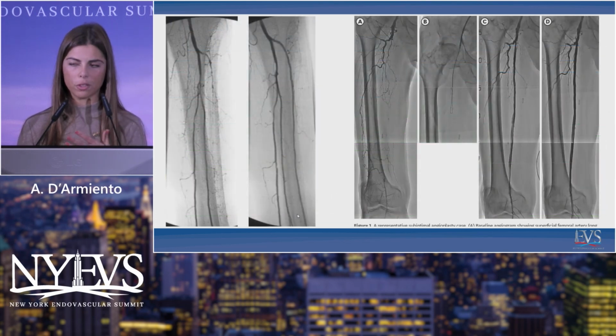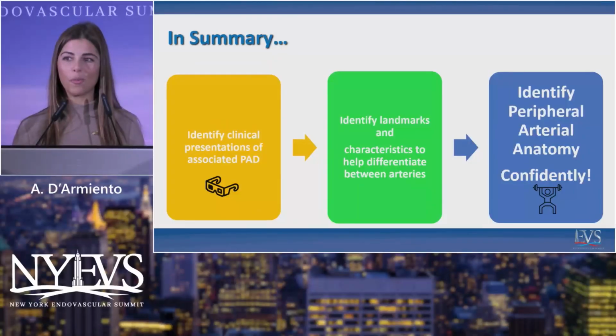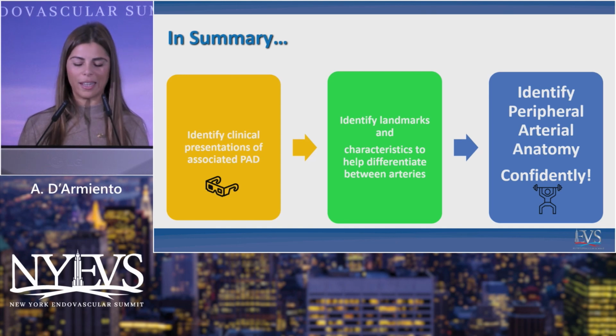For sake of time, I was just going to see if you guys could tell me what arteries these are, but we'll just keep it moving. All right. So, in conclusion, I hope now you can identify clinical presentations of associated PAD, identify landmarks and characteristics, and ultimately identify peripheral anatomy a little bit more confidently now.